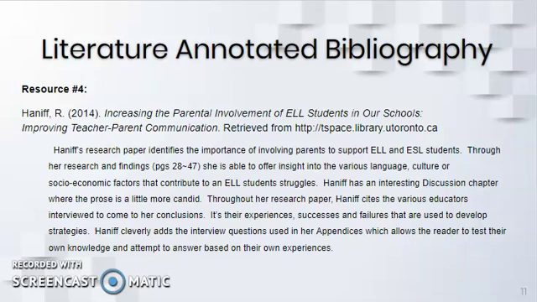So what Hanif did was she interviewed educators and asked for their experiences in teaching ELL students, as well as their parental involvement, and attempts to draw parallels between ELL and English-speaking students. Interesting conclusions can be drawn from questions like, do you find it challenging to communicate with the parents of ELL students? There are multiple questions. In her analysis, she includes all the questions that were asked of the teachers. So it was a great resource.